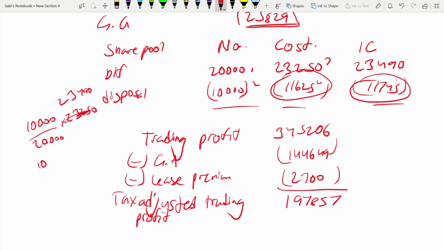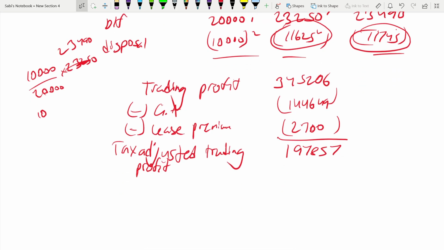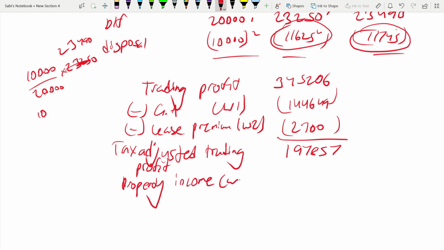You have to keep your property income, interest income, and chargeable gains separate from trading income. Trading profit, I'm sorry. Chargeable gain, interest income, property income separate from tax adjusted trading profit. Okay. Then property income. This is working 1. This is working 2. Property income, working 3. 49,700. Then we have interest income. Remember, dividend will not come here. Dividend is for this one.